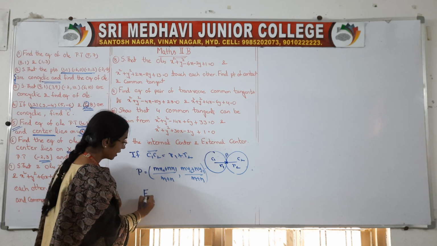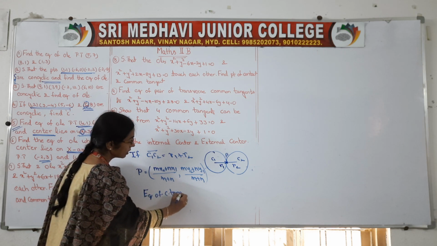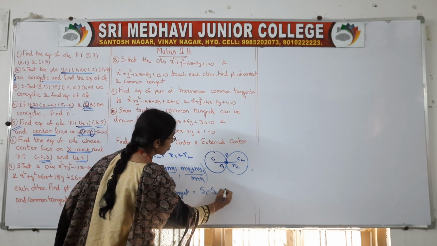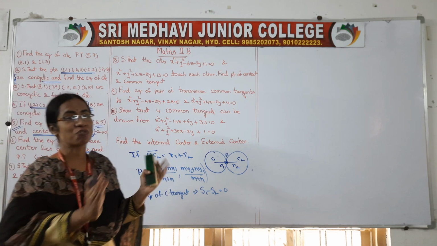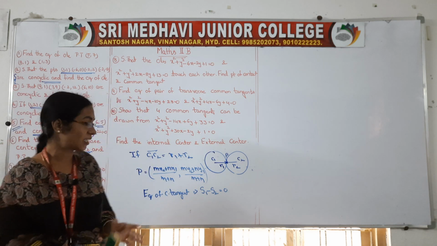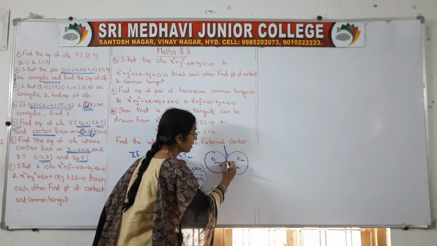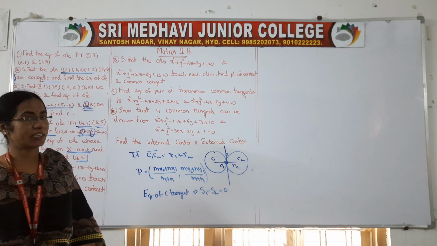Next we have to find the equation of the common tangent, isn't it? So for that, what is the formula? S1 minus S2 is equal to 0. Just deduct the second circle from the first circle, and you will get the equation of the common tangent.